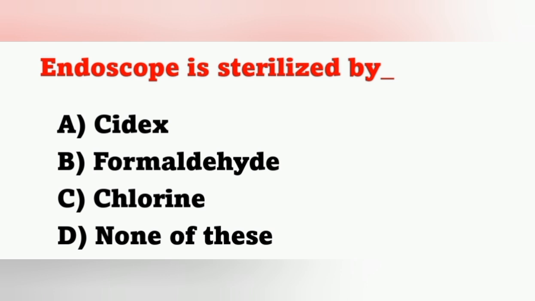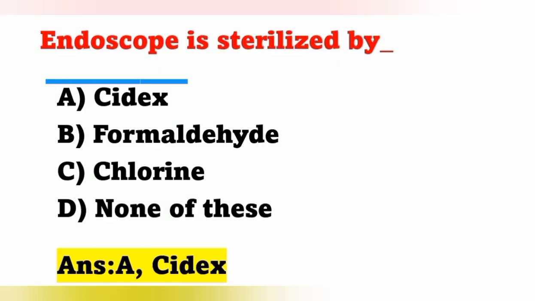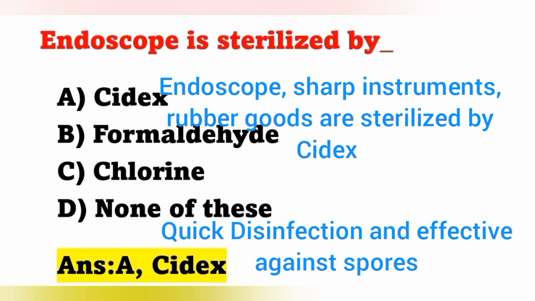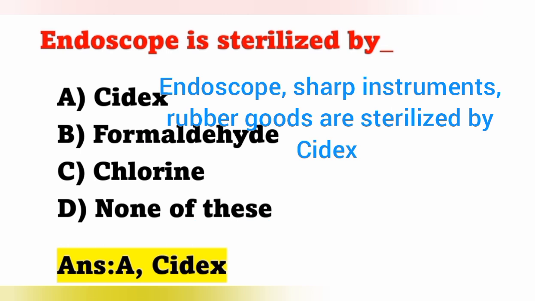And the next question, endoscope is sterilized by: option A Sidex, option B formaldehyde, option C chlorine, option D none of this. Endoscope is sterilized by using Sidex. Option A is the correct answer. Sidex is used for the sterilization of instruments, especially instruments which cannot be autoclaved. For example, endoscope, sharp instruments, scissors and all sharp instruments, then rubber goods, all we can sterilize by using Sidex. Option A is the correct answer.